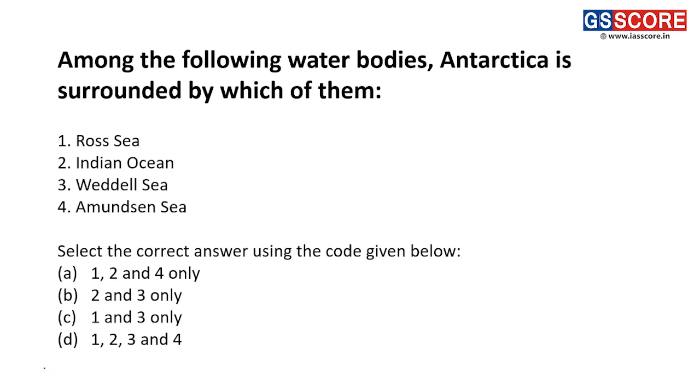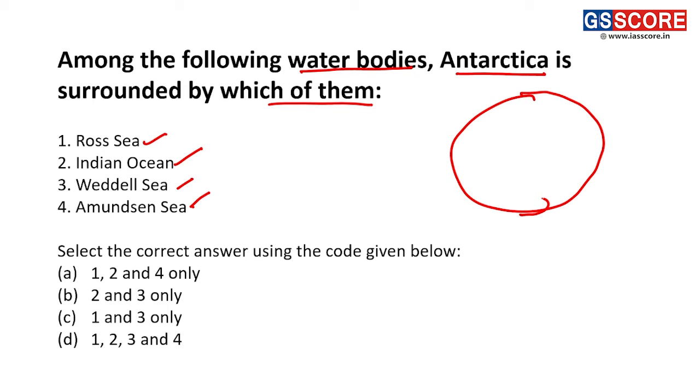Moving forward to the next question: which of the following water bodies surround Antarctica? Option A is Ross Sea, option 2 Indian Ocean, option 3 Weddell Sea, and option 4 is Amundsen Sea. Looking at the water bodies around Antarctica: Antarctica is present over the southern pole. Basically, it is a continent, and this is the region highly affected by global warming.